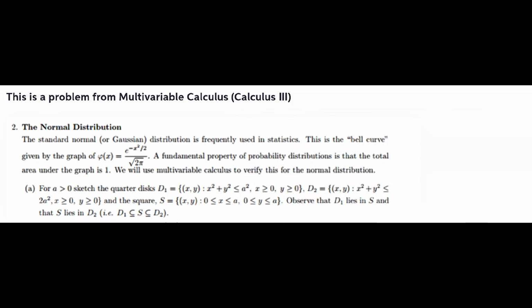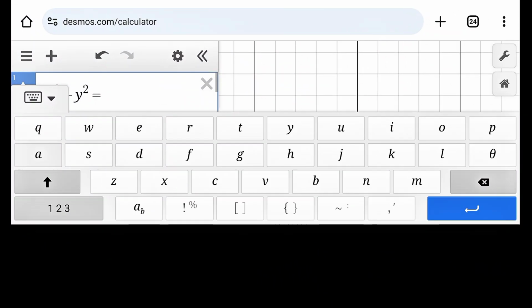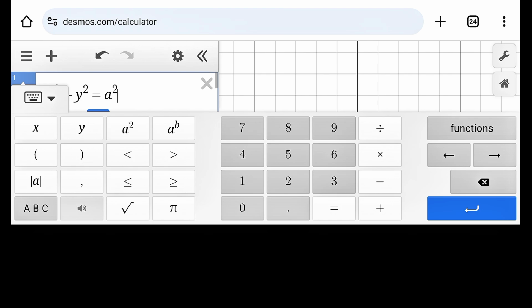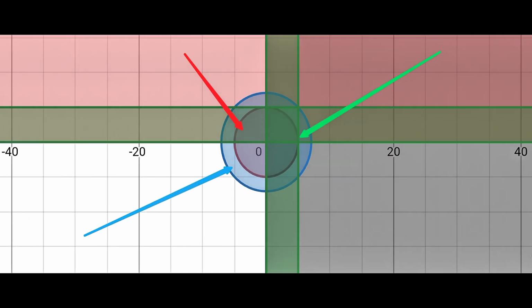Then the last region we are given is S. This is a square in the first quadrant with side length a. To plot this, we just need to insert these equations into our Desmos app, and Desmos will do the plotting for us. As you can see, this is the result of the sketched region.